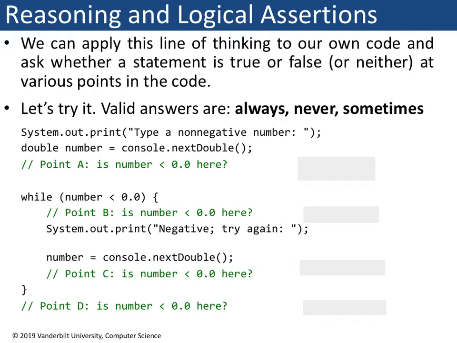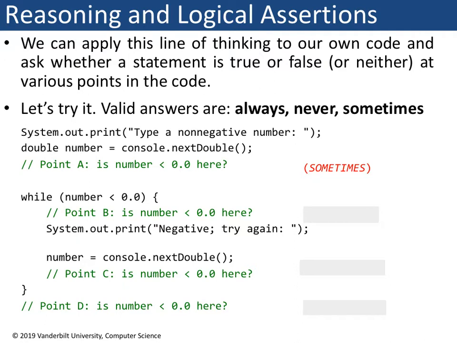So let's continue to do this sort of evaluation. Look at the comments at point A, point B, and point C, as well as point D, and see if the answer to the questions following at the end of the comment is always, never, or sometimes. Okay, point A, is number less than 0.0? Number comes from the console, so sometimes, right? Because it depends on what the user typed in. Maybe the user typed in a number less than 0.0, maybe they didn't. It'd be impossible to know. So sometimes at point A, number is less than 0.0, but not necessarily.